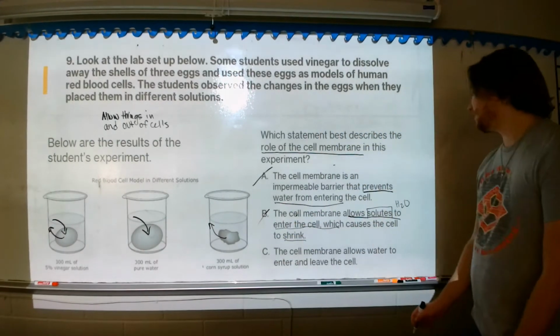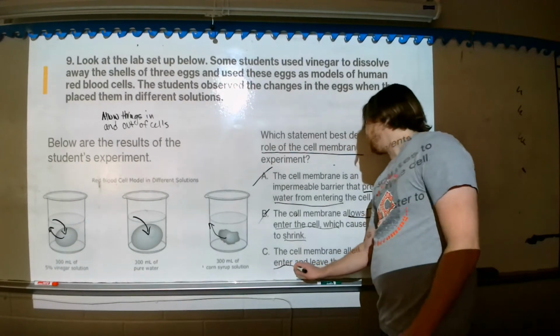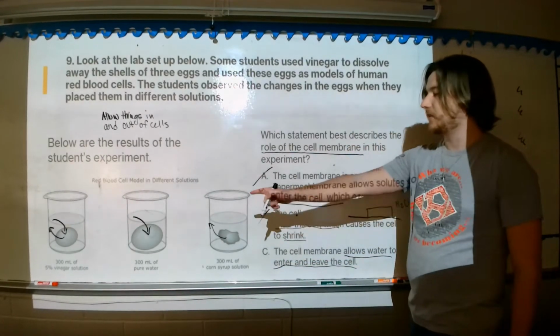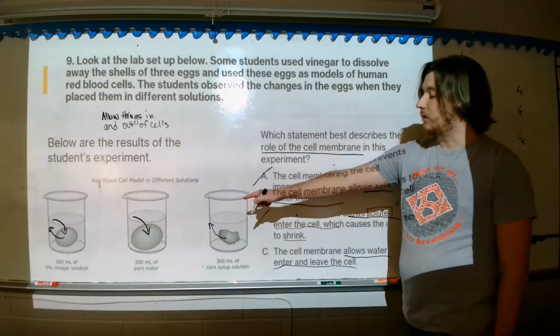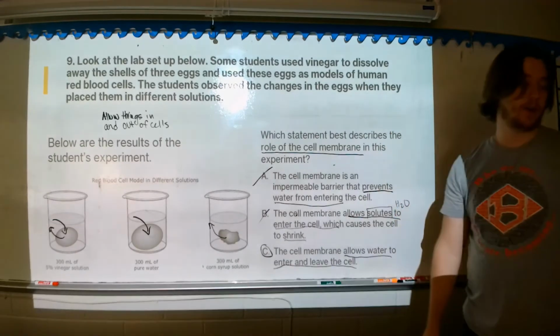C says the cell membrane allows water to enter and leave. And that pretty much fits. It allows water to enter and leave. I've got water entering and leaving on the left, water entering here, and water leaving here. So C is our answer.